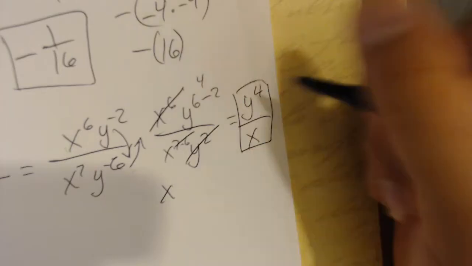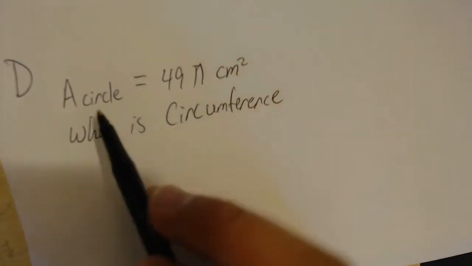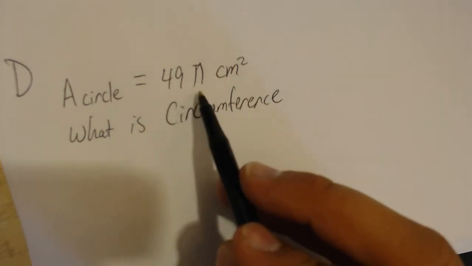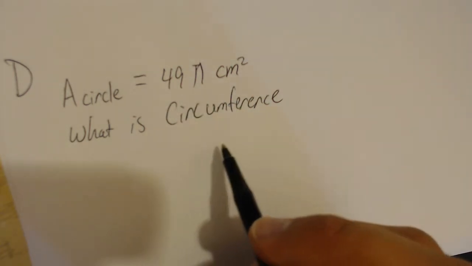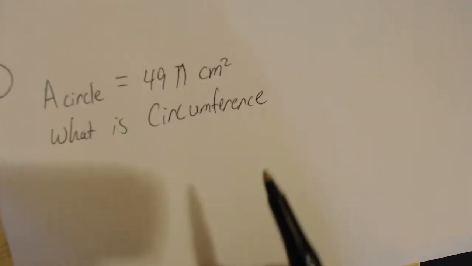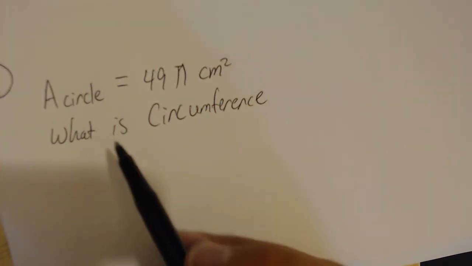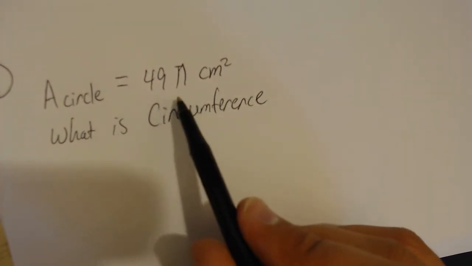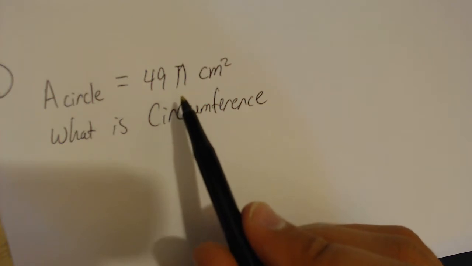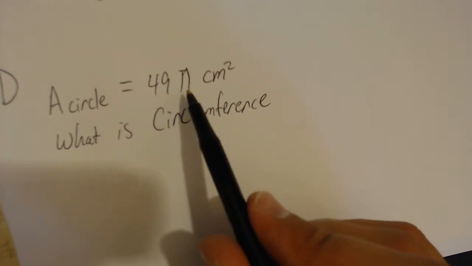Last problem. If the area of the circle is equal to 49 times pi centimeters squared, what is the value of the circumference? You'll be seeing in this Algebra 2 book, a lot of times we won't have to actually multiply any of our volumes, areas by the value of 3.14. We're going to leave them in pi form.